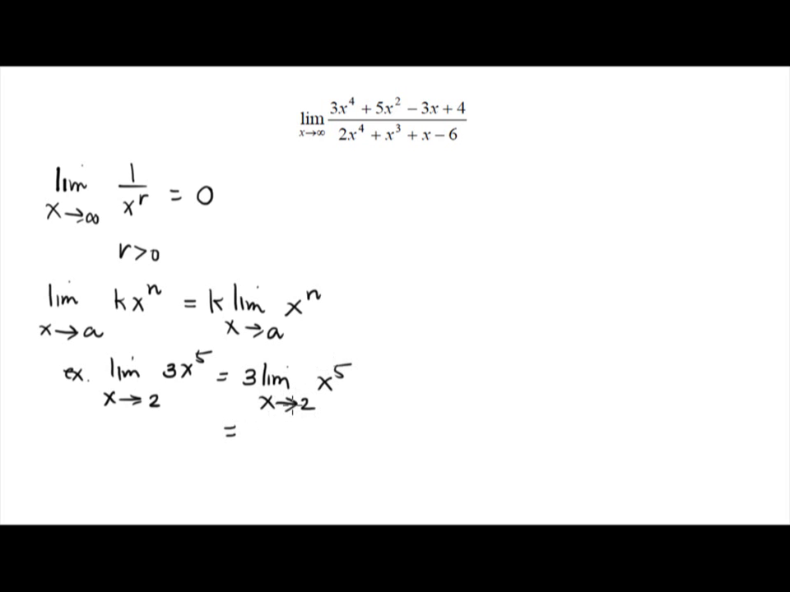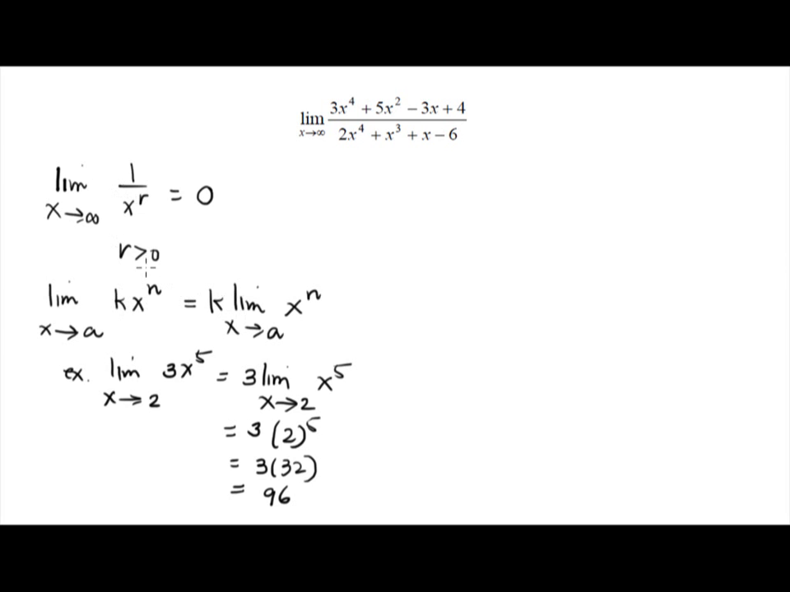Therefore, by the substitution method, you substitute 2 for x, this is 2 to the 5, which is equal to 3 times 32, and this is equal to 96. So the limit is 96. So keep in mind, if there is a number before x to a power, say 2, 3, 4, and so on, you can always put that number outside of the limit and just take the limit of x to the n.